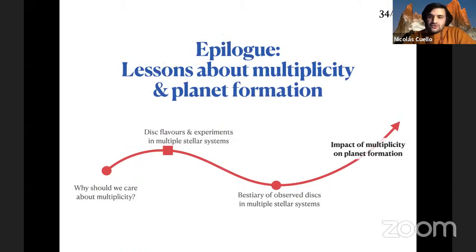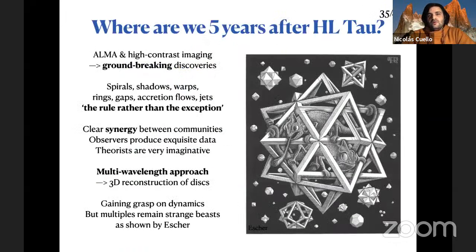So, coming to the conclusions. Where are we 5 years after HL Tau? Well, we know that ALMA and high contrast imaging have produced groundbreaking discoveries. We know now that spirals, shadows, warps, rings, gaps, accretion flows, and jets are the rule rather than the exception. We're not surprised anymore when we see this. And there is a clear synergy between communities.